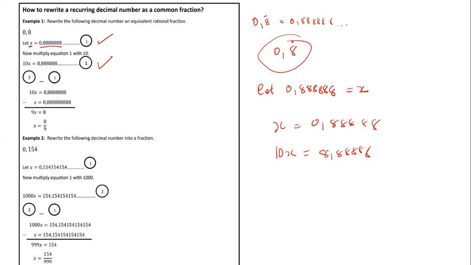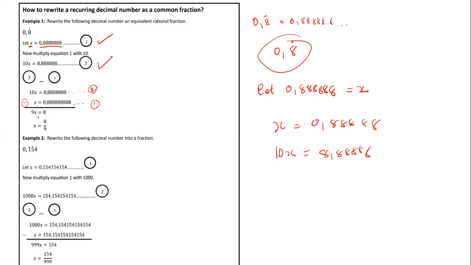Now we look for the difference between the two equations. We say equation 2 subtract equation 1. Equation 2 in this case is this equation over here, and this is our equation 1. We subtract these two equations. So 10x minus x gives 9x, and 8,88888 subtract 0,88888 gives 8. You will get 8 when you do that on your calculator.